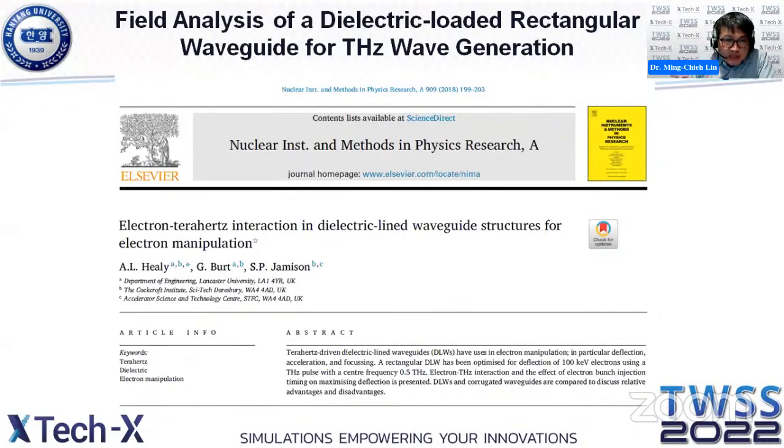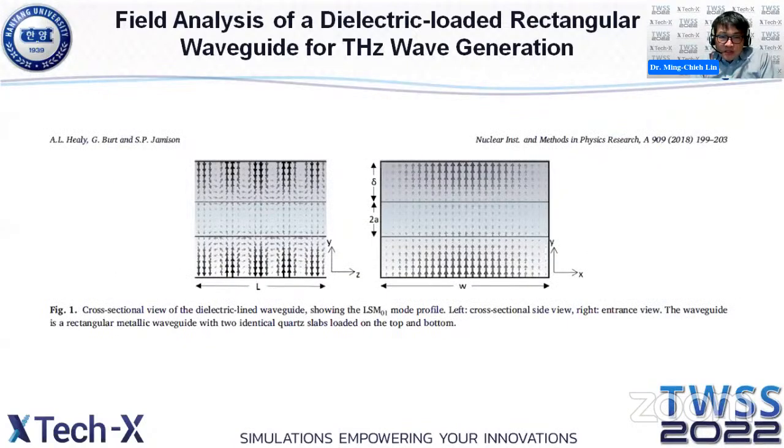Okay, and in recent years, there are other groups in the UK. They try to study electron terahertz interaction in this structure, in a similar structure. Their goal is to use terahertz waves to manipulate the electron beam, actually to get a diffraction. So they use the LSM01 mode to achieve this goal.